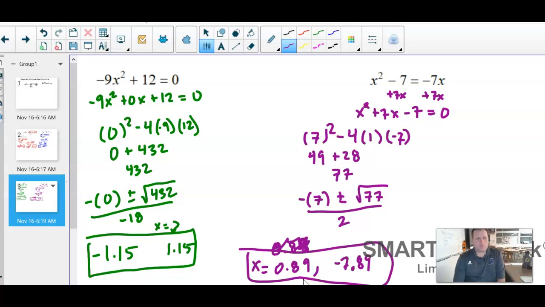Okay, there's your quadratic formula with real solutions. We also have complex or imaginary solutions. That's on that other video.